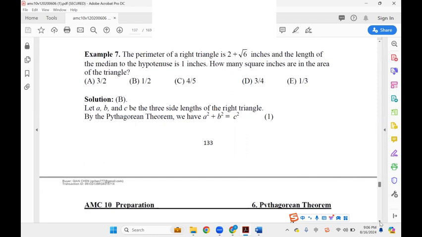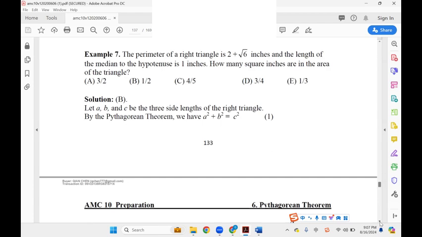Okay, let's look at number 7. The perimeter of the right triangle. The perimeter is, let's say, this is X, Y, Z, so I know it's the 3 sides together. And the length of the median to the hypotenuse. We just mentioned that if this is a middle point, then we get to know AD equals DC and BD, right? And this is equal to 1. So which means this side is 2.